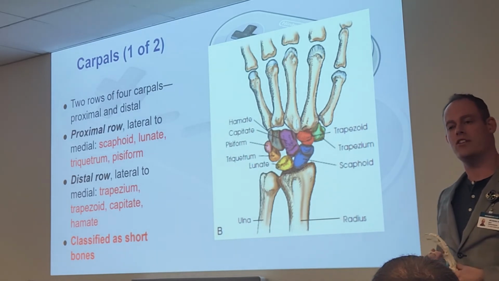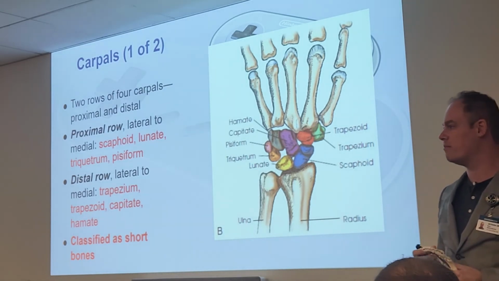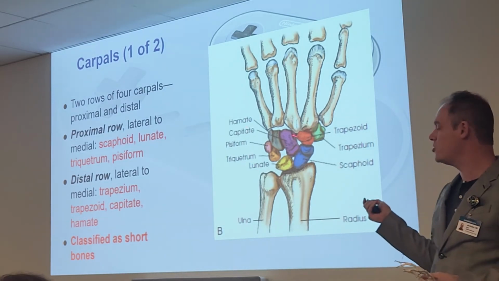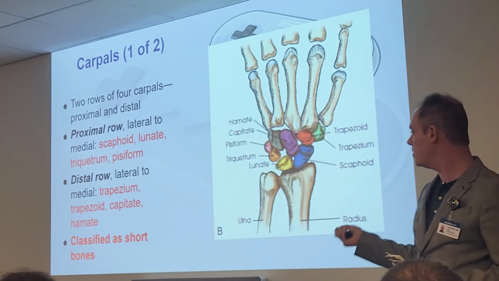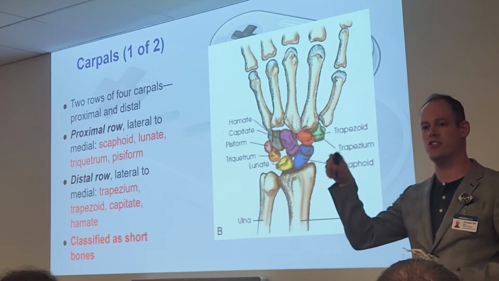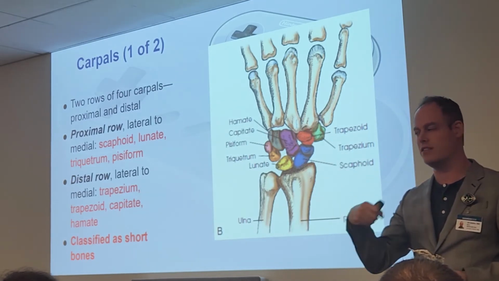Now, all 8 of these carpal bones are classified as short bones. Who remembers what kind of joints are between these carpal bones? We just talked about it. Between the carpals, gliding joints. These are all gliding joints connecting them.